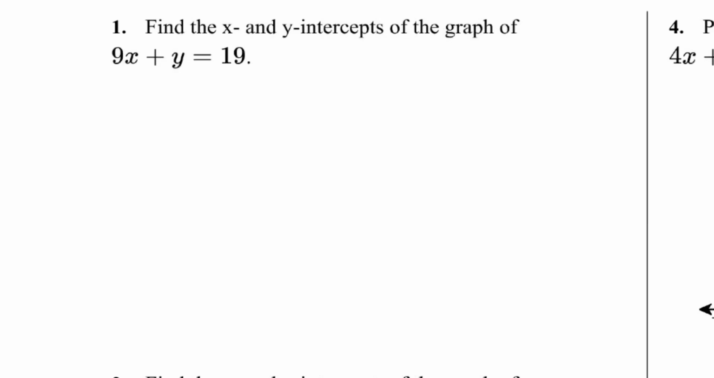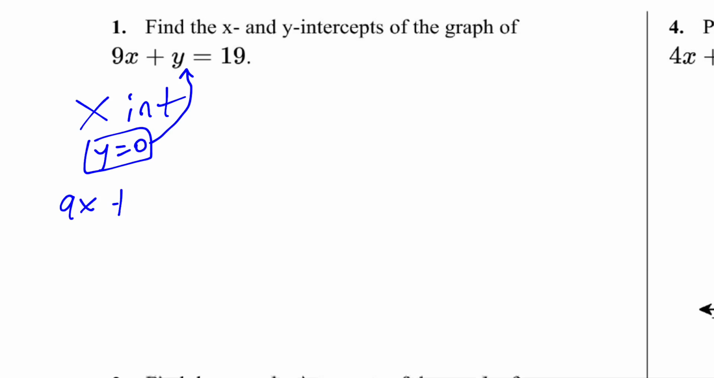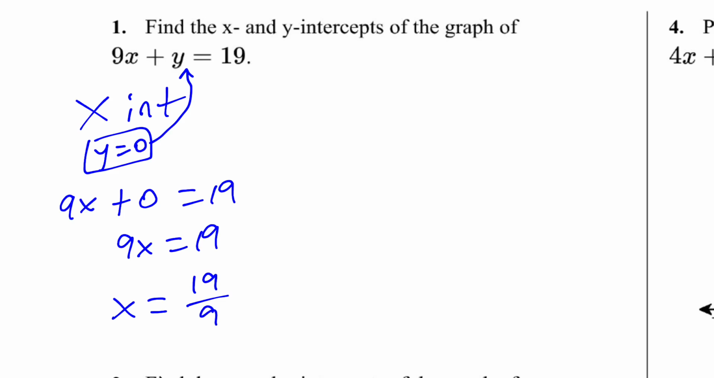Number 1, find the x and y intercepts of the graph. To find the x-intercept, that means that y is equal to 0. So we're going to plug that in here, and we get 9x plus 0 is equal to 19, or just 9x is equal to 19. So we divide, and we get 19/9.